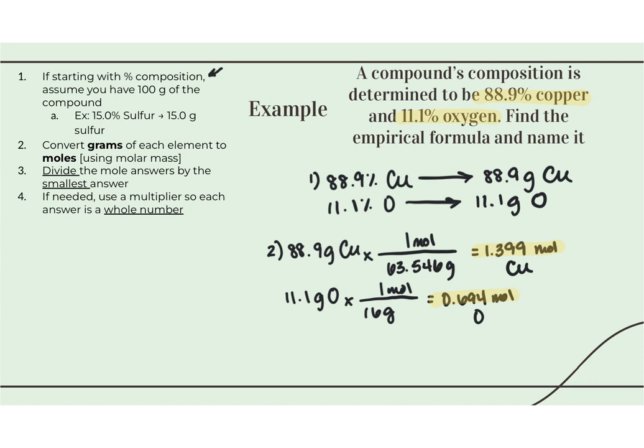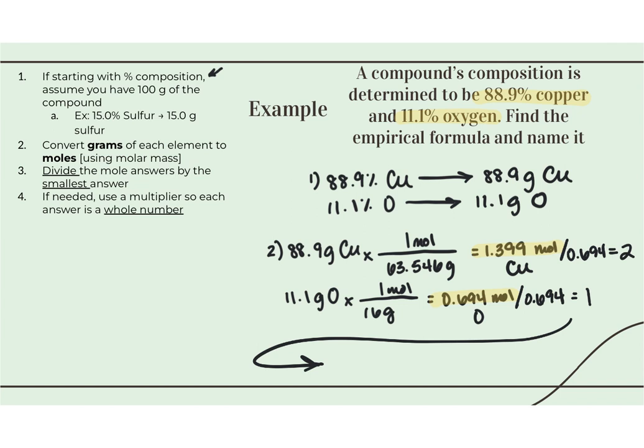So then step 3, we're going to be dividing these mole answers, what I just found, by the smallest of the 2, which in this case is the oxygen. So I'm going to take the value I found here, divided by 0.694, and what that is equal to, in this case, is 2 for the copper and 1 for the oxygen. What that means is that I have 2 coppers for every 1 oxygen. That's going to be the formula, in this case, the empirical formula.